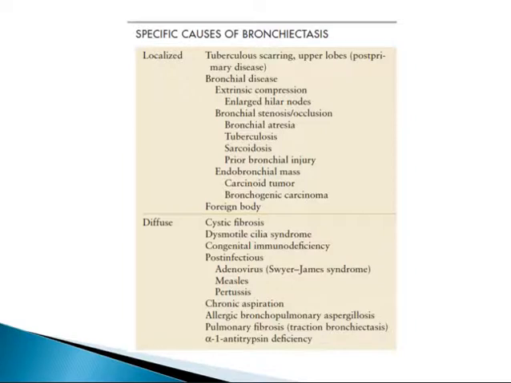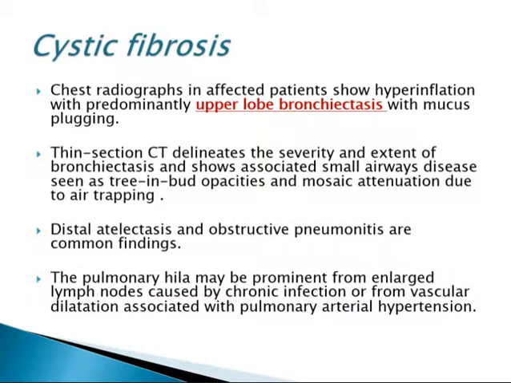There are some specific causes of bronchiectasis. Some of them will be discussed here in the book. Now, the first one of these causes is cystic fibrosis. Chest radiographs in the affected patients show hyperinflation with predominantly upper lobe bronchiectasis with mucus plugging.